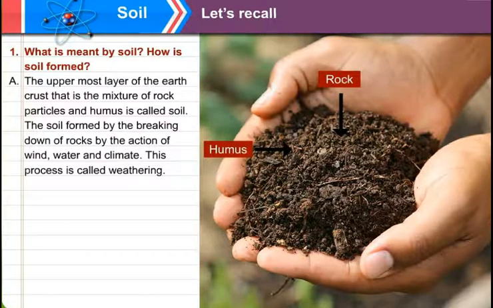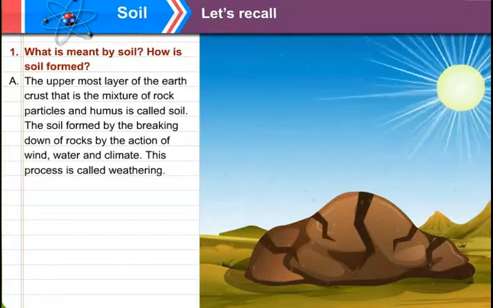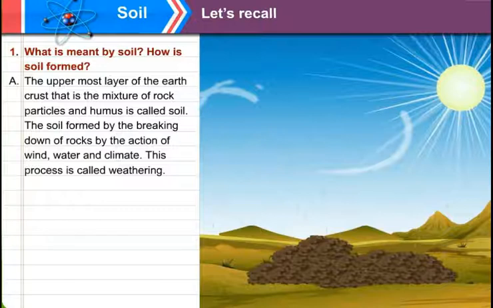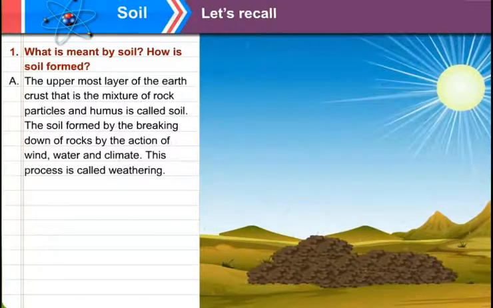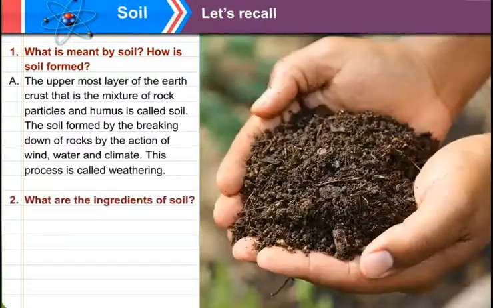Soil is formed by the breaking down of rocks by the action of wind, water, and climate. This process is called weathering. Huge pieces of rocks, due to the climatic conditions, are broken down into soil. So this is what soil is and how it is formed. The weathering process makes the rocks form into soil.